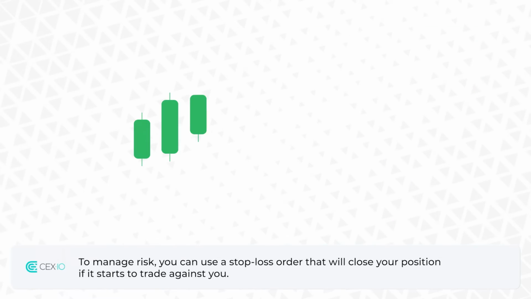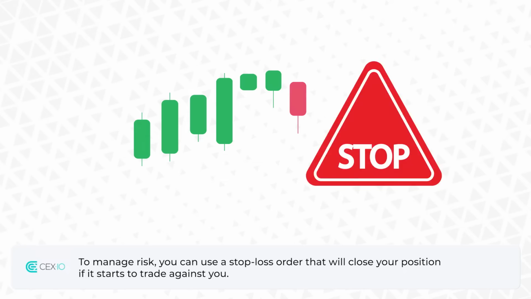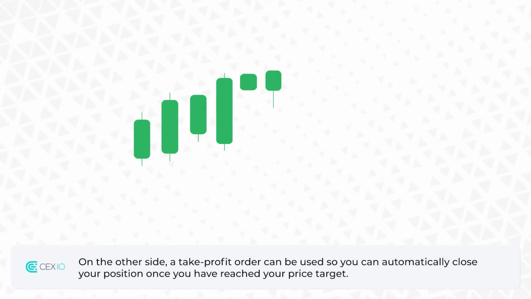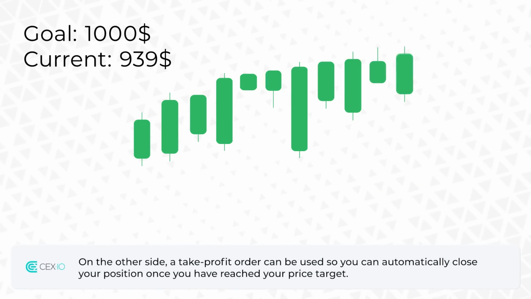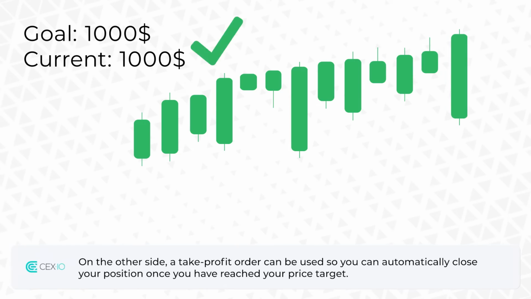To manage risk, you can use a stop-loss order that will close your position if it starts to trade against you. On the other side, a take-profit order can be used so you can automatically close your position once you have reached your price target.